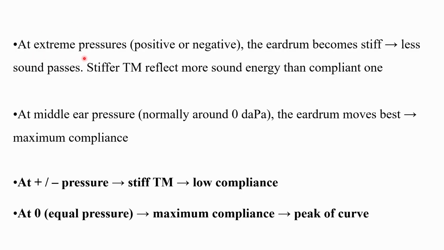Important to notice that at extreme pressures, positive, which is plus 200, or negative minus 400, the eardrum becomes stiff, meaning less sound passes, as a stiffer tympanic membrane reflects more sound energy than the compliant one. At the ambient pressure or the middle ear pressure, which is around 0 daPa, the eardrum moves the best and maximum compliance will be seen.